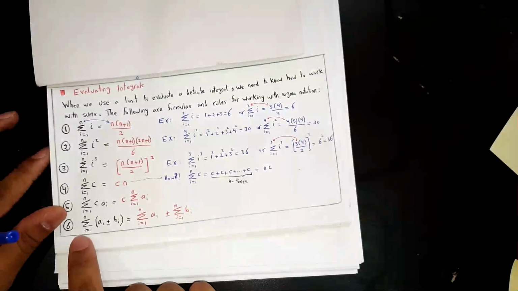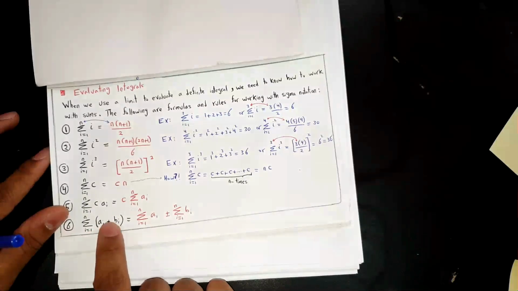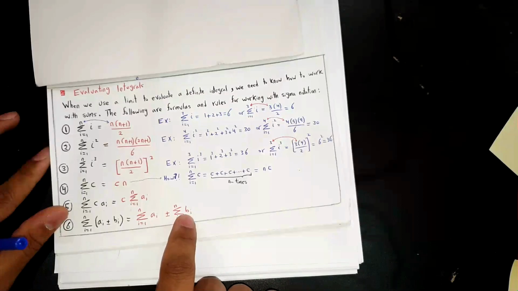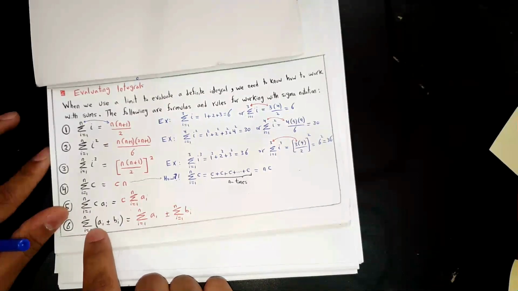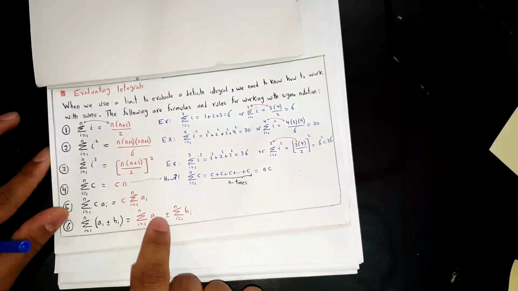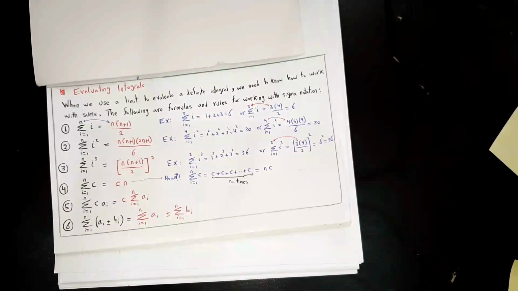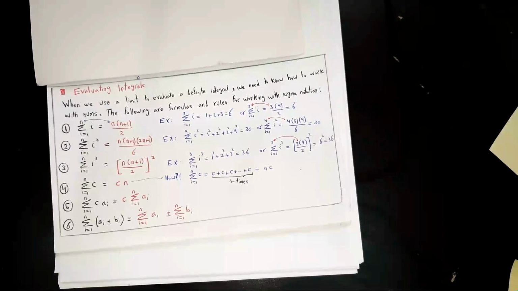Note number 6. Summation of AI plus or minus BI is given by what? Summation of AI plus or minus summation of BI. That means you can distribute the summation over the sum or the subtraction. Great. Now, we will use these formulas in the following example.